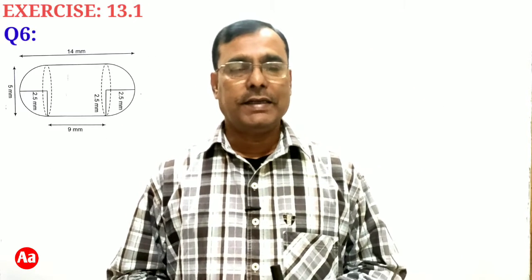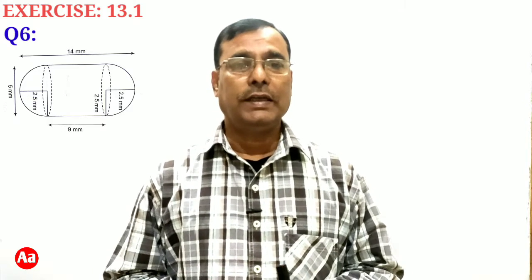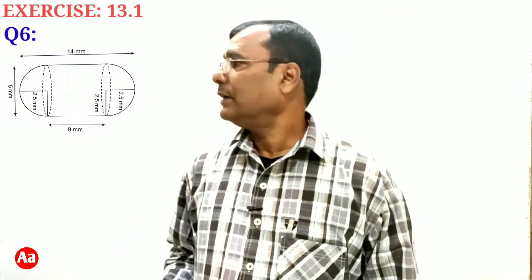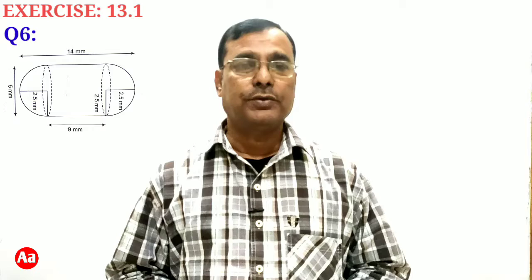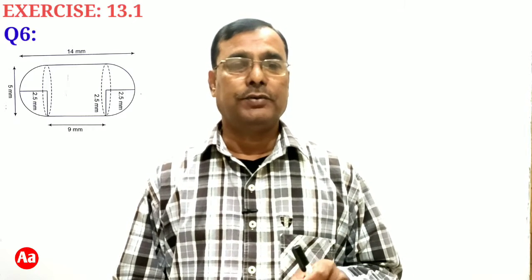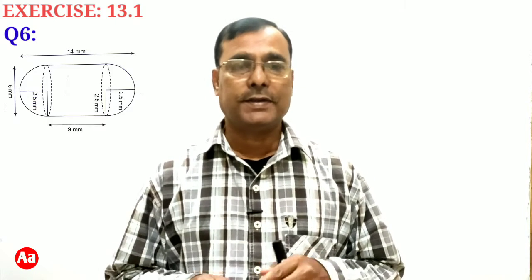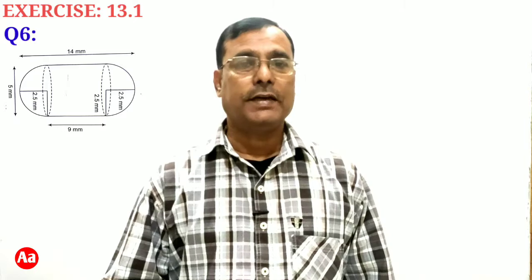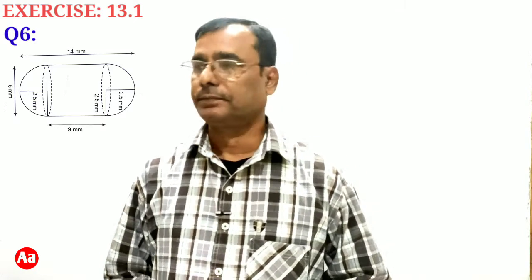This is the area of the remaining solid. Now let's see question number 6. A medicine capsule is in the shape of a cylinder with two hemispherical ends as shown in this figure. The length of the entire capsule is 14 millimeter and the diameter of the capsule is 5 millimeter. Find its surface area. The surface area of the entire capsule we have to find out in this question.